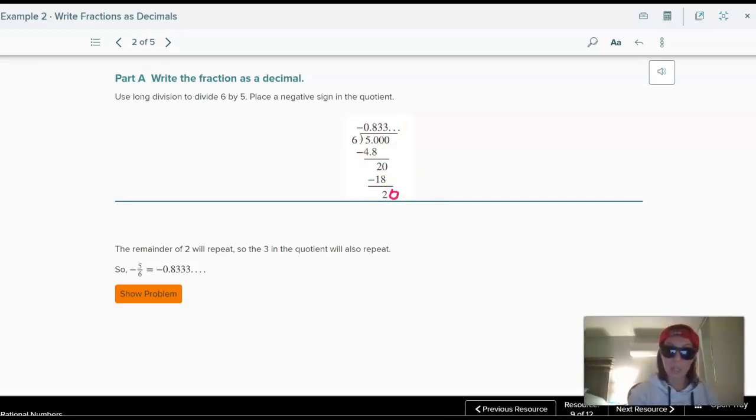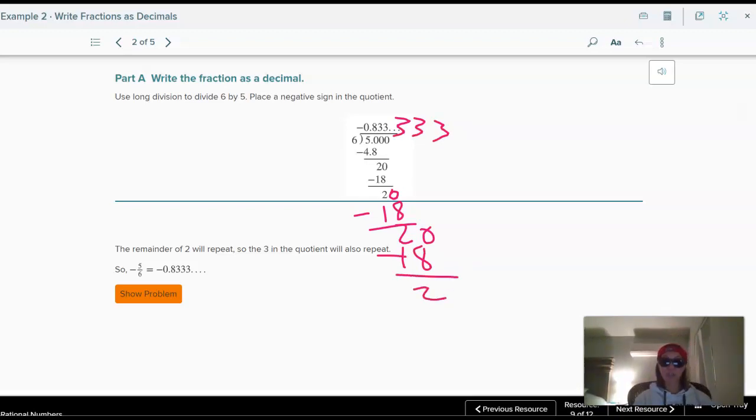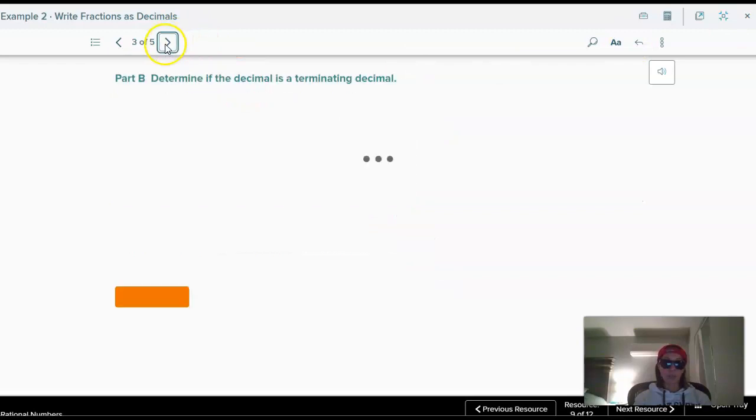And here, this is going to be a 20. 6 goes into 20 3 times. 3 times 6 is 18. And we keep getting that same remainder. So if I keep doing this, it's just going to keep being 3 with a remainder of 2. If you keep getting that same remainder over and over again, and this ends up being the same digit, then you know that this is a repeating decimal. It's not a terminating decimal.